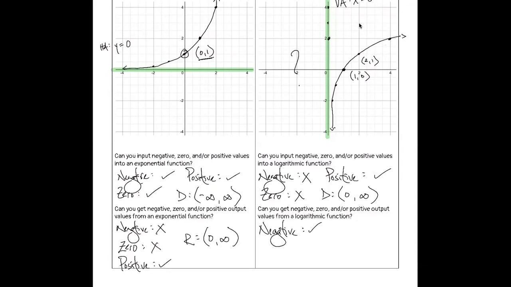Yes, they can. So can a 0, and so can positive numbers. So since all kinds of numbers can come out of this function, we know that our range is from negative infinity to positive infinity.